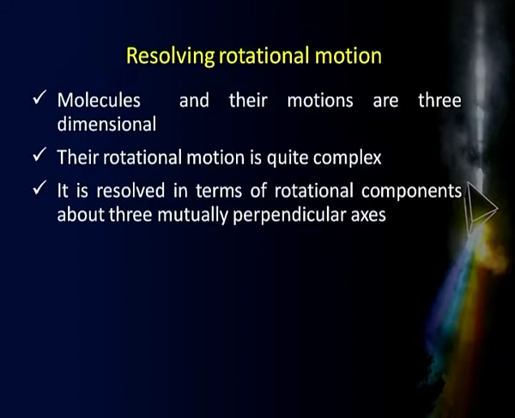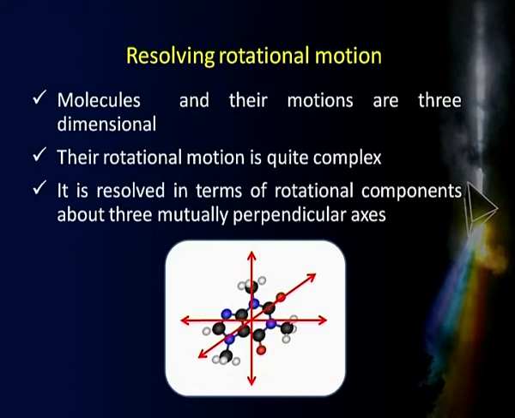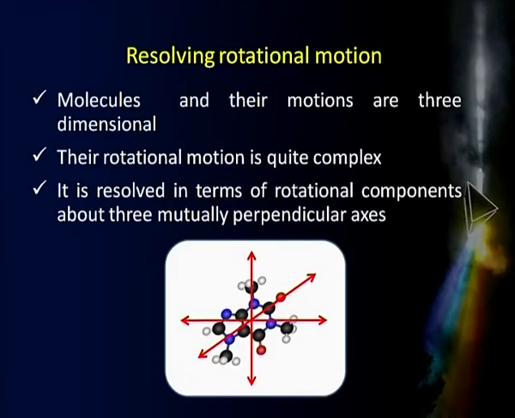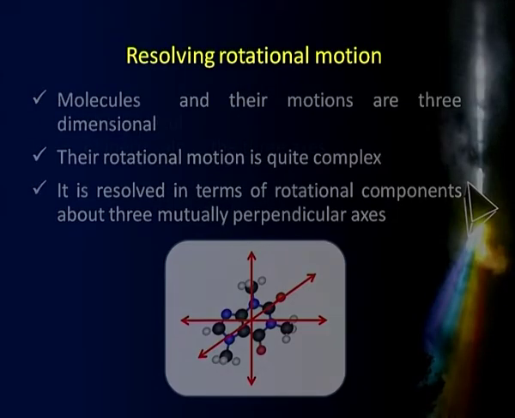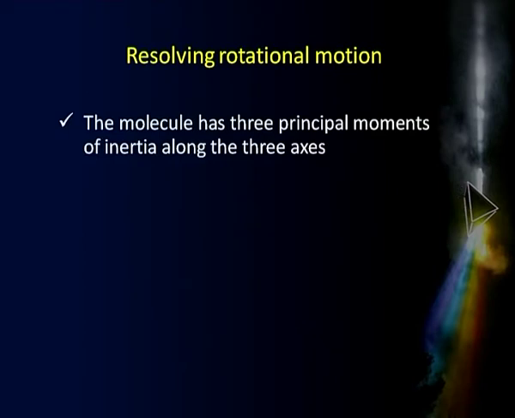You take a molecule and think of 3 principal axes, the x axis, y axis, z axis, and put the molecule over there, letting the center of mass of the molecule be at the origin. Then the motion of the molecule can be resolved into the rotation component along the x axis, along the y axis or z axis, but they are typically called the A, B and C axes. So, accordingly the molecule has 3 principal moments of inertia along the 3 axes.